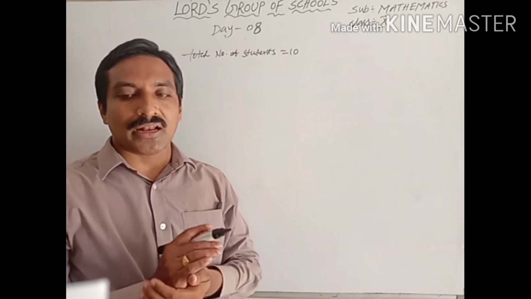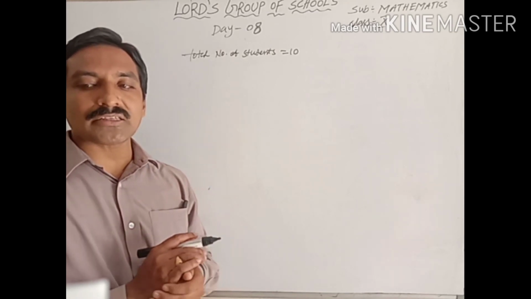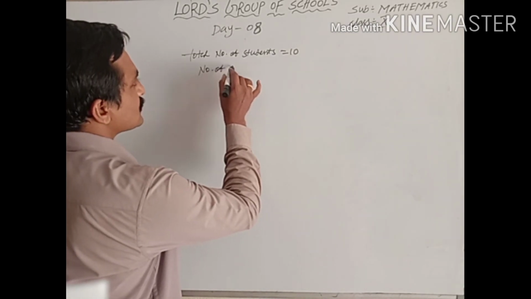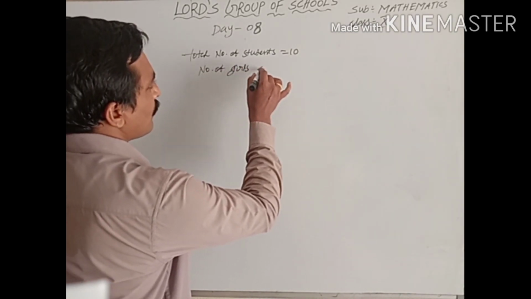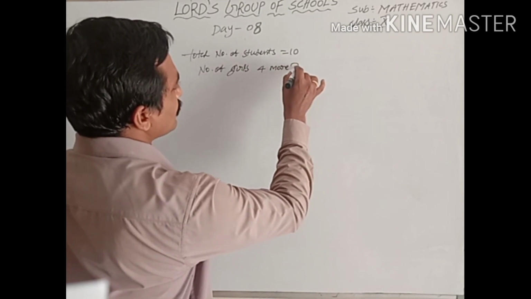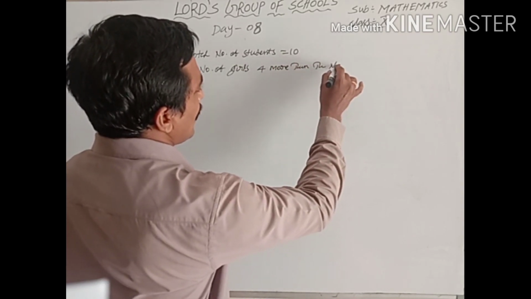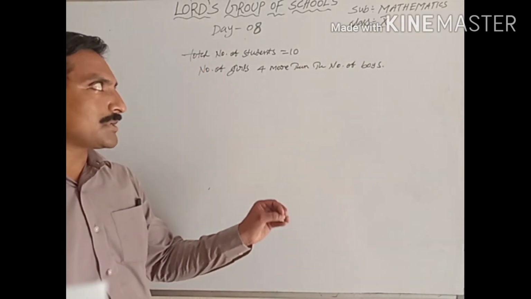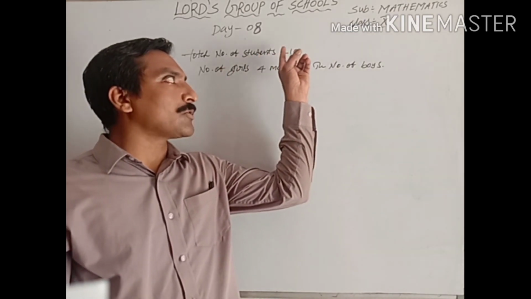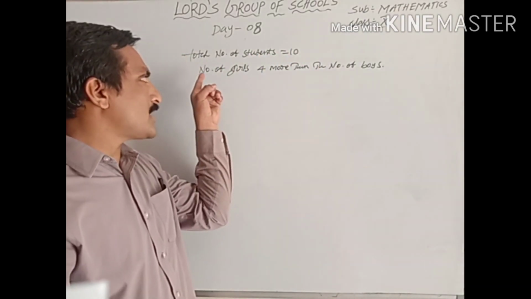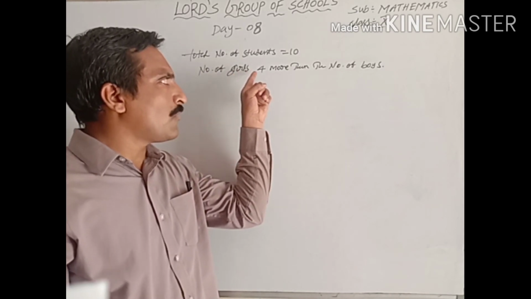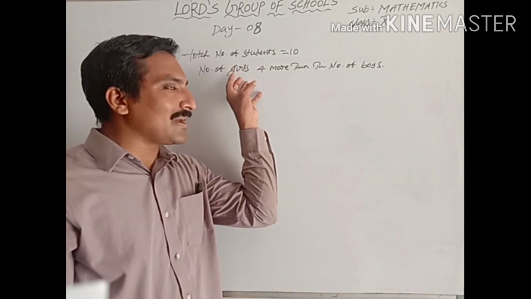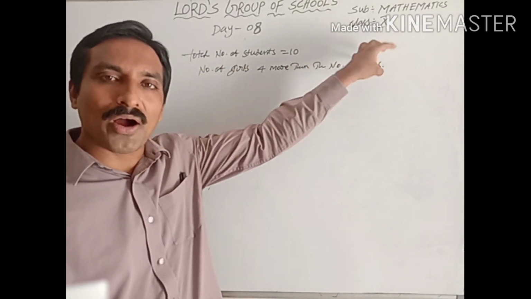Here, what is the condition? The number of girls is 4 more than the number of boys. This is the condition. Now we have to observe: girls and boys total 10 students. The condition is that the number of girls is 4 more than the number of boys, which means the girls' number depends upon the boys' number.